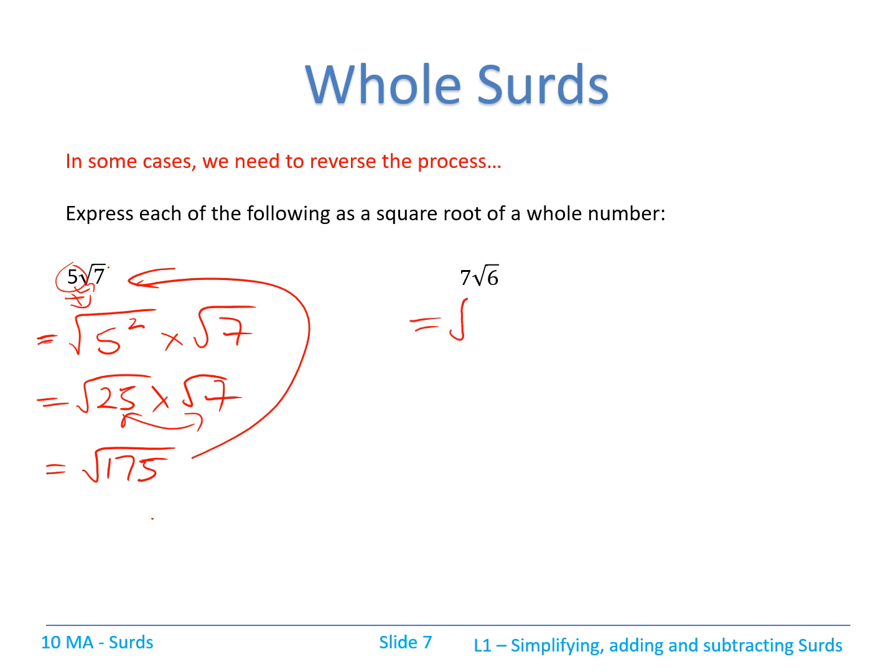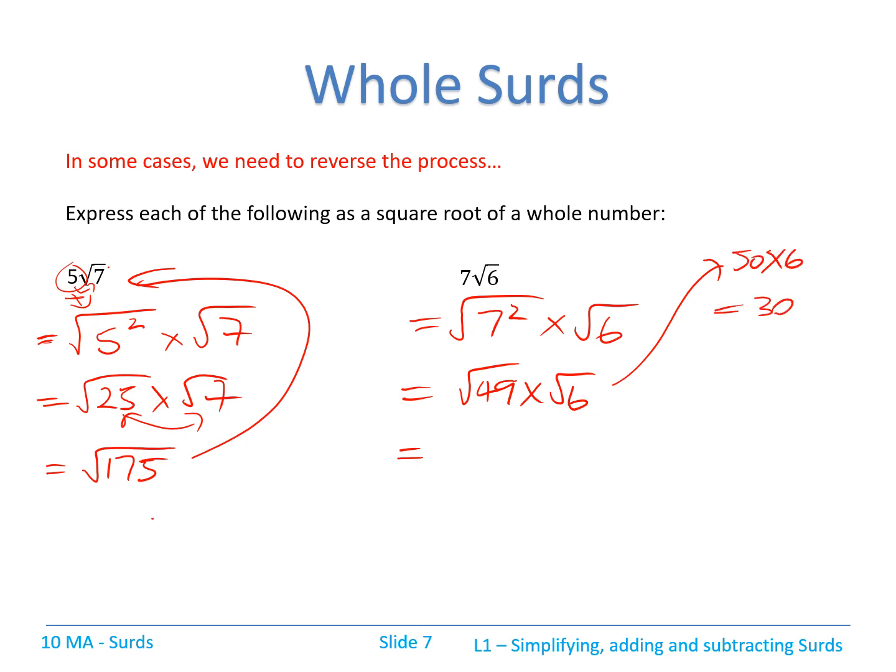Okay, here, that's going to be 7 squared times root 6. 7 squared is 49 times root 6. Now, who struggles with multiplying 49 times 6? I just say, what's 50 times 6? That's 300. But I only want 49 times 6, so I want 6 less. It's going to be 294. So square root 294, because that's 49 times 6. Okay, so that's a whole surd. That's everything underneath the square root.